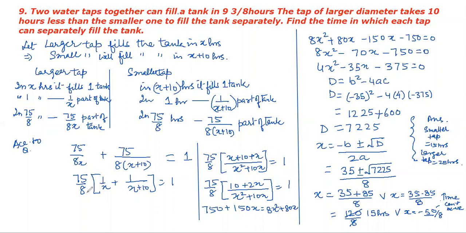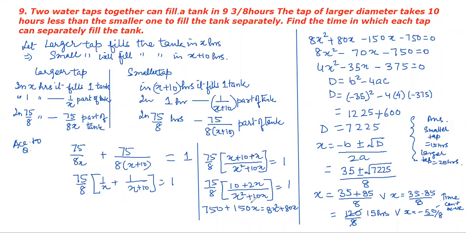And then children, what will you do? You will just take 75 by 8 common, and this is 1 upon x plus 1 upon x plus 10. Now 75 by 8 you have taken common, and when you take the LCM it will be x plus 10 plus x upon x square plus 10x, which is equal to 1. Simplify it further. This is 10 plus 2x upon x square plus 10x.